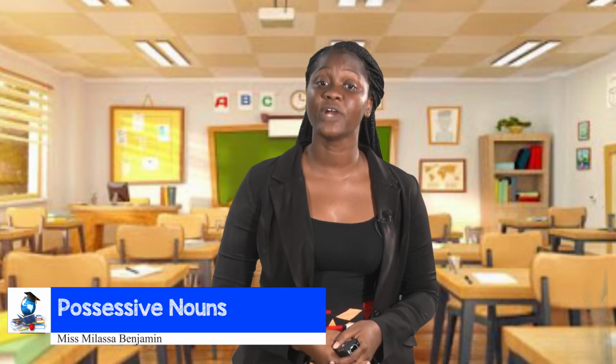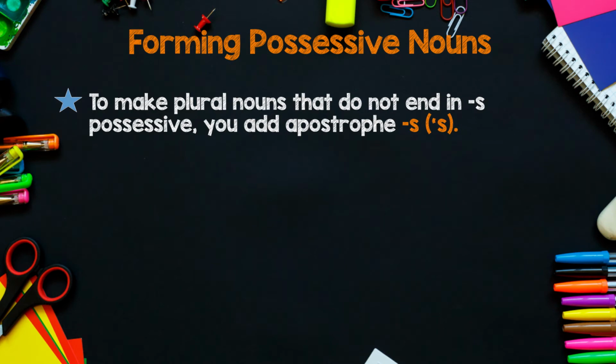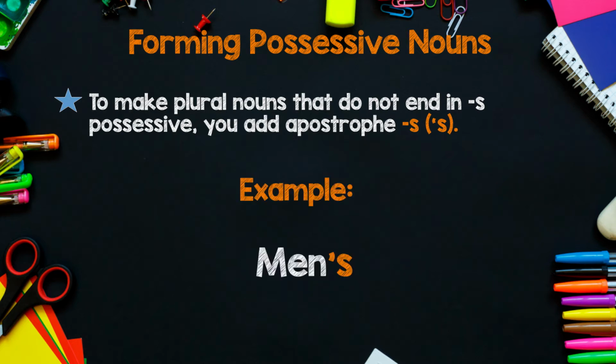But what if our plural form of the noun is not a regular form, but an irregular one? This is what we do. To make plural nouns that do not end in S possessive, you add apostrophe S. For example, men's is spelled in its possessive form M-E-N apostrophe S. Children's in its possessive form is spelled C-H-I-L-D-R-E-N apostrophe S.